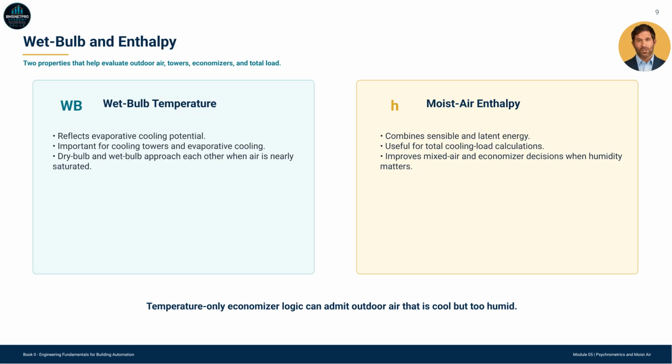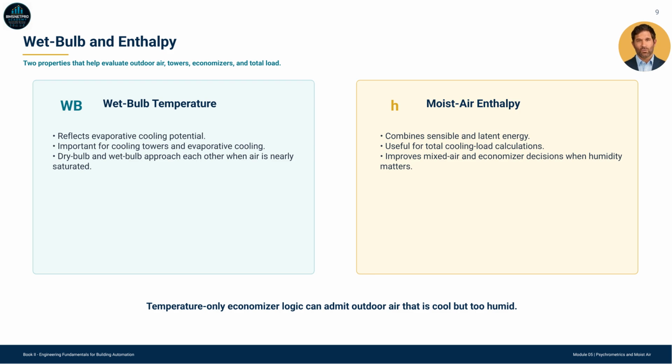Wet bulb temperature and enthalpy are especially important when we evaluate outdoor air and total cooling load. Wet bulb temperature tells us how much evaporative cooling potential exists. That is why it matters for cooling towers and evaporative cooling systems. Enthalpy is different. It combines sensible and latent energy.